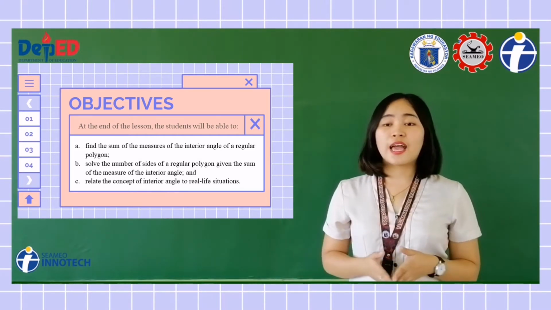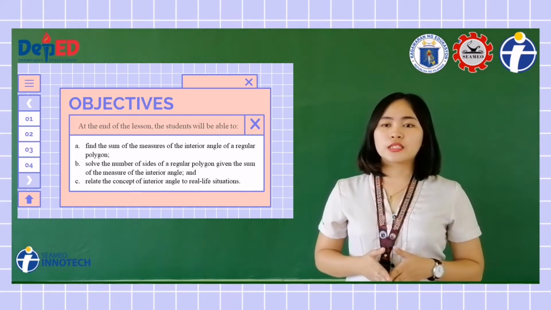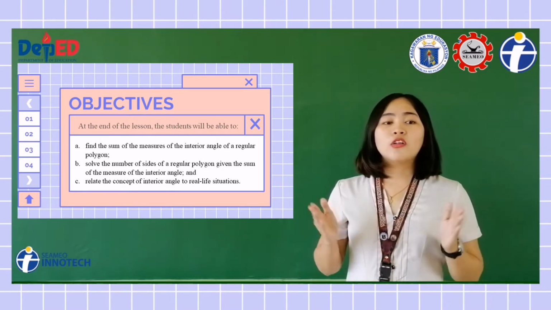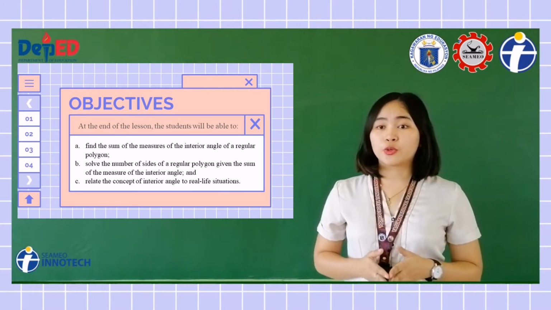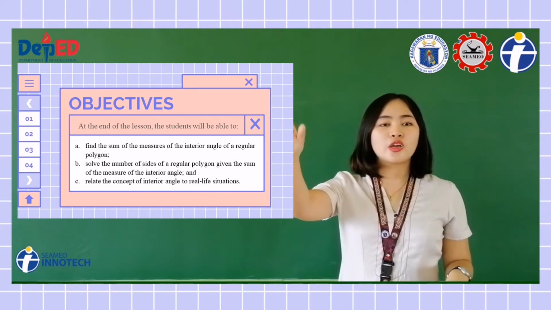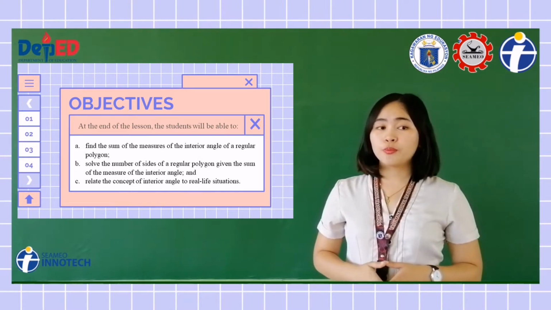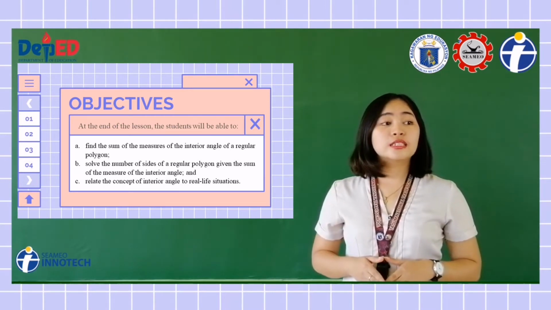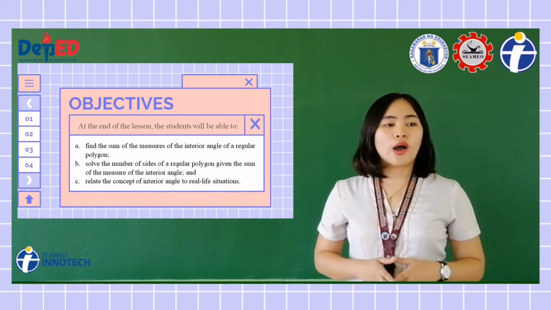So this time, let's have an activity about our previous topic. Yesterday, we discussed polygons, different types of polygons, right? So now let's have an activity. I want you to go to your respective groups: group 1, group 2, group 3, and group 4. On my count, go to your group. 10, 9, 8, 7, 6, 5, 4, 3, 2, 1.